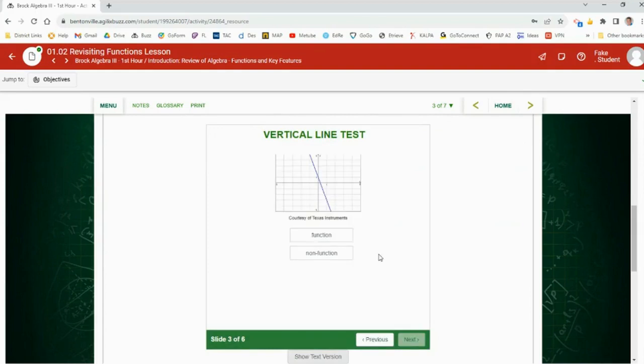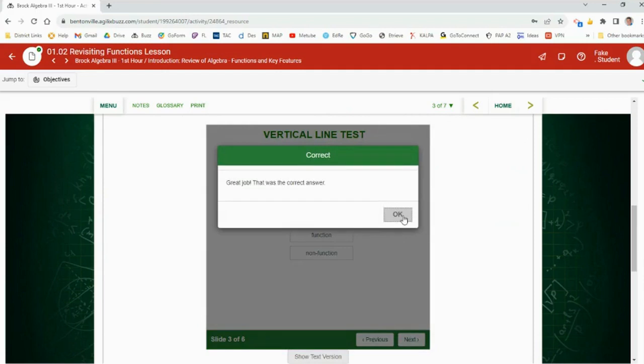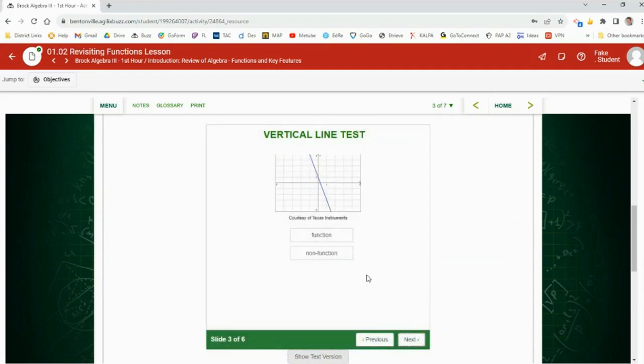How about this? Courtesy of Texas Instruments. Function? Carmine says yes, that is a function. Only one place will it touch. This? No, not a function.